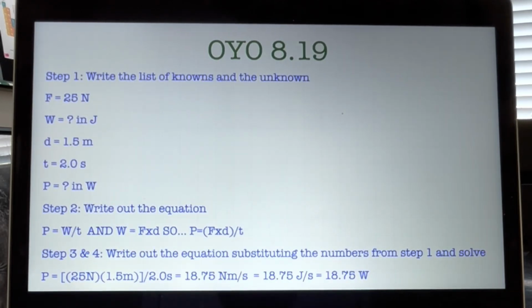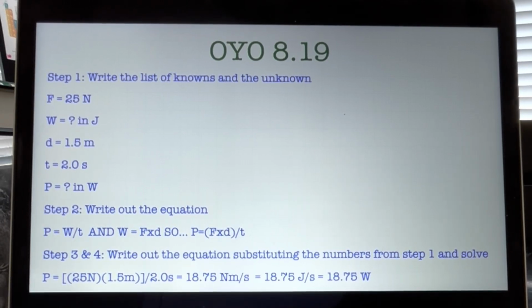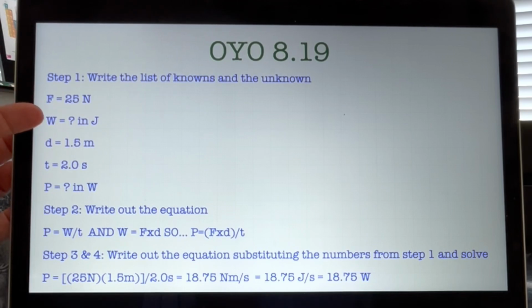On your own 8.19. All right. How much work in joules do you do when you use a 25 newton force to lift a bag of potting soil from the floor to a shelf 1.5 meters high? If you lift the bag in 2 seconds, how much power in watts do you generate? Okay. Force, 25 newtons. Work in joules we're trying to determine. The distance was 1.5 meters off the floor. It took you 2 seconds. How much power did we use?